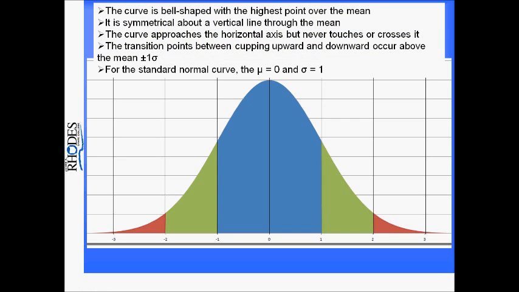A normal curve is bell-shaped with the highest point at its mean. It's symmetrical about the mean. Basically, each side is symmetrical of itself. The curve, as you can see, as it gets out here, it approaches the horizontal axis, but it never touches or crosses it. And then, your transitioning points between the convex and concave here is basically plus or minus 1 sigma on both sides.